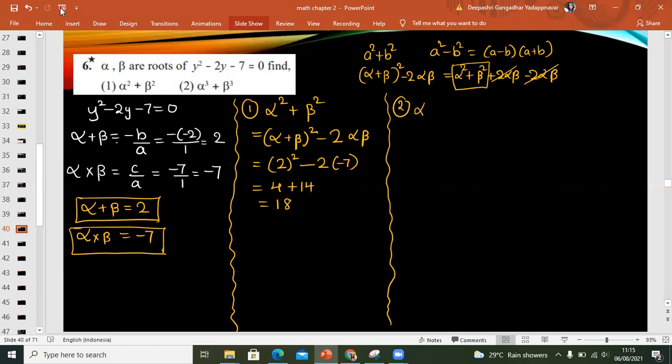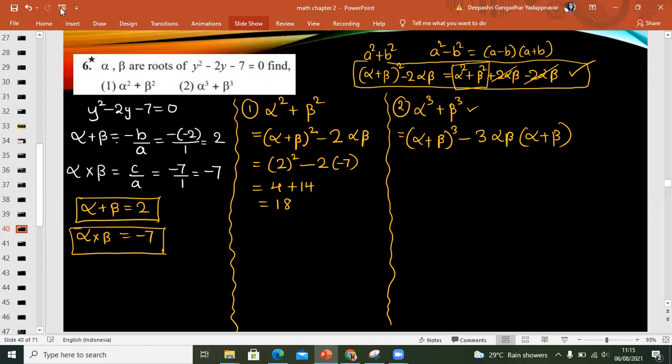Second question here is alpha cube plus beta cube. How to solve this? Again, we are going to use this kind of way to write this. We can write this as alpha plus beta whole cube minus 3 alpha into beta, alpha plus beta. This is from the formula. As a homework, you can try to find alpha plus beta whole cube. You write the formula and then you try to sort it out and see whether you are getting this answer. Same way how we did this part, you can check that by yourself.